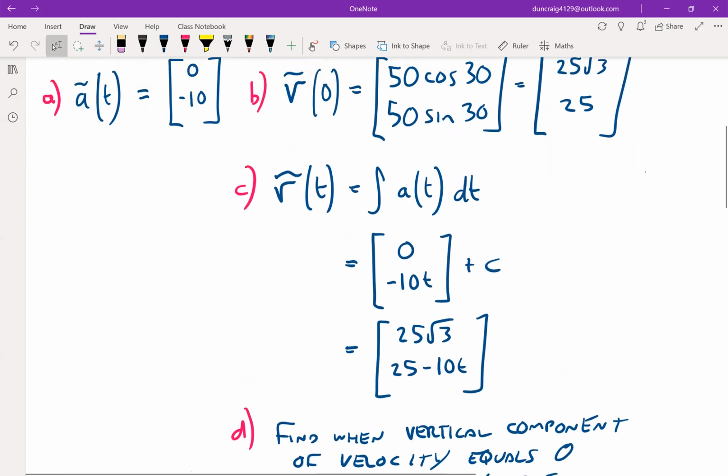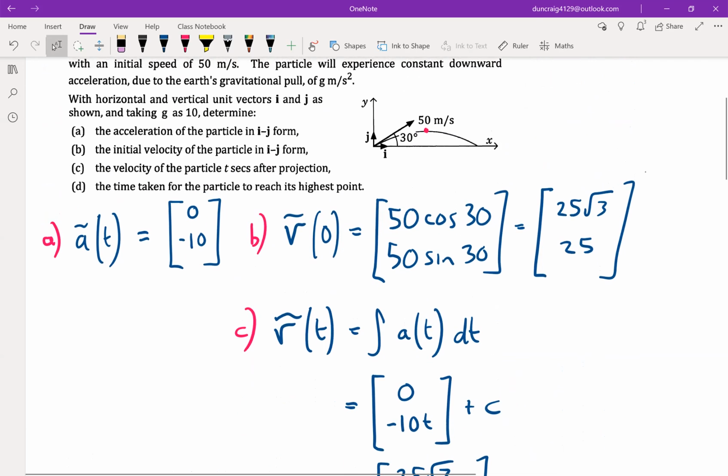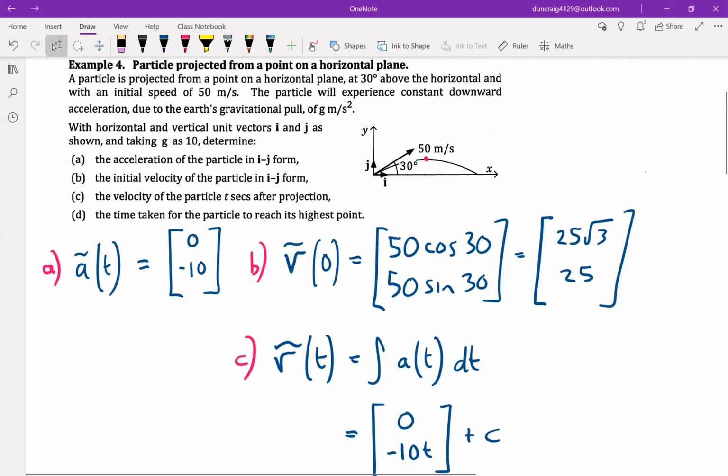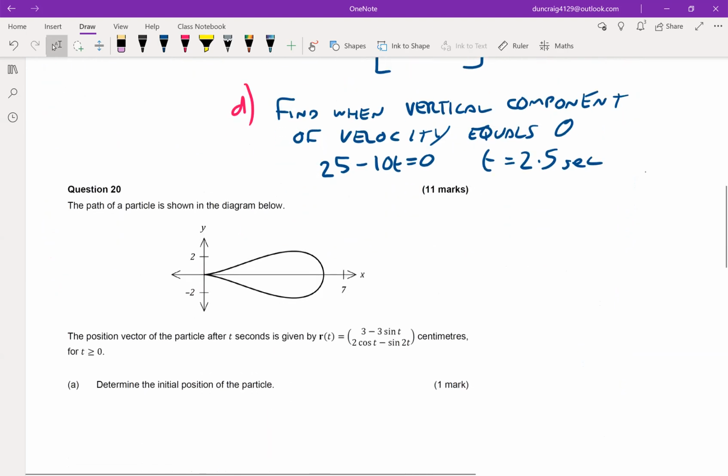And then if you integrated that velocity vector, it will give you displacement, and you could figure out how far it will go after a particular point. But yeah, that's that particular example. Now what we're going to do is have a look at an exam style question.